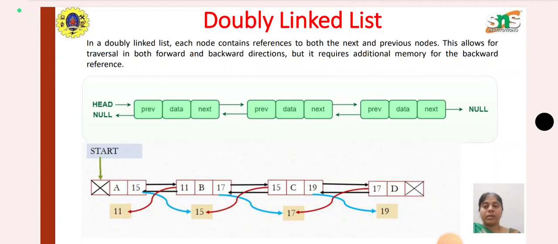Now I will show the previous pointers. A has nothing before it to point to, so we mention start or null. Next, B's previous pointer is 11, C's previous pointer is 15 and D's previous pointer is 17. This is how a doubly linked list stores the data, previous and next pointers. And for D, the next pointer is null.